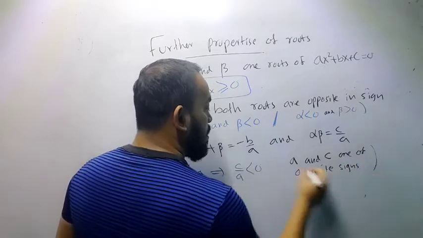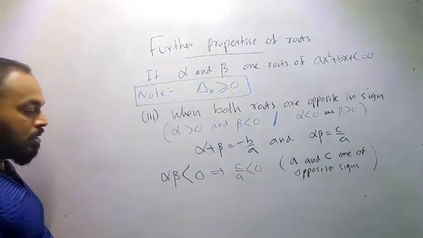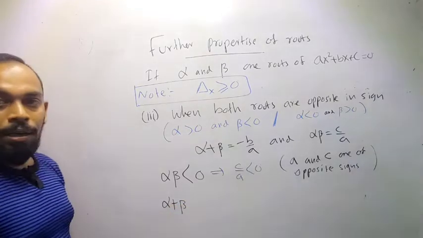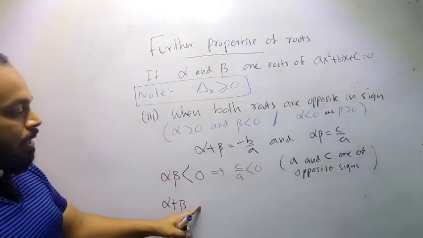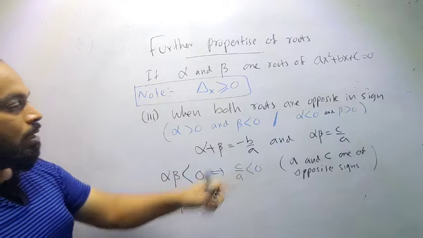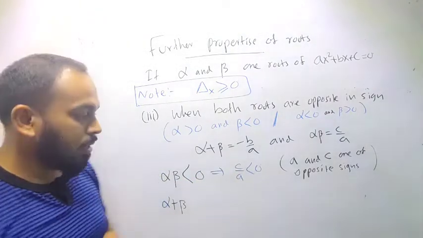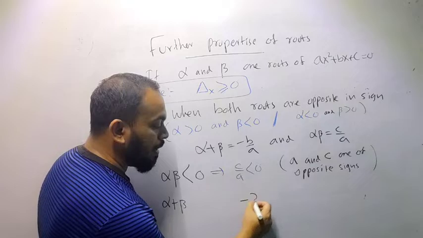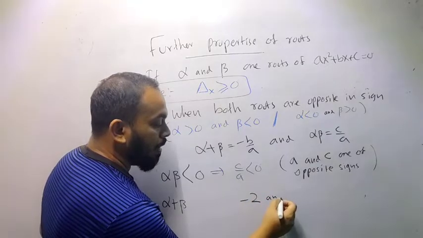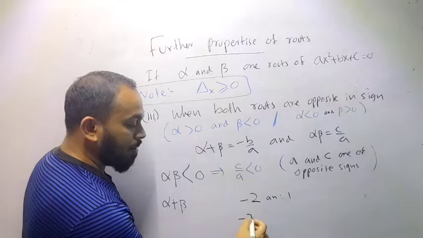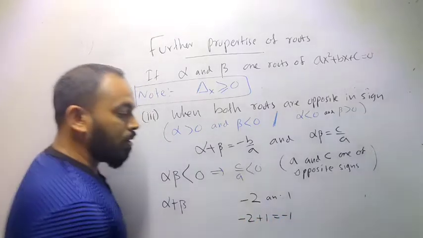They are of opposite signs. Right. So what happens to alpha plus beta? Alpha plus beta will take the sign of the numerically greater root. For example, if our roots were negative 2 and negative 1, then the addition, negative 2 plus negative 1, is negative 3.